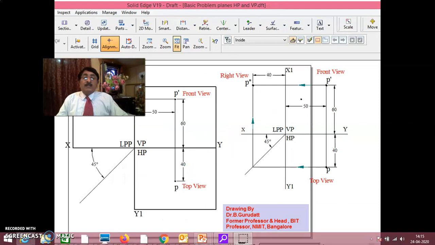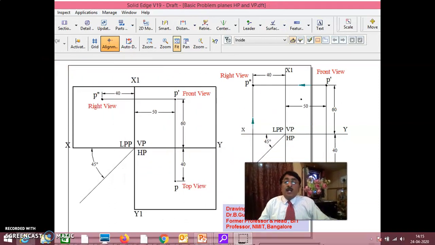Now you see here, I have just opened the planes: VP, HP, LPP, XY, X1, Y1. I open the planes so that it becomes a common plane. As soon as you look at that, 60 above HP, 40 in front of VP, 50 from LPP. In that way, whatever this distance is has to be transferred here to get the side view of the object. Three views of the point are written: P top view, P dash front view, P double dash the side view, which in fact is the right view here.